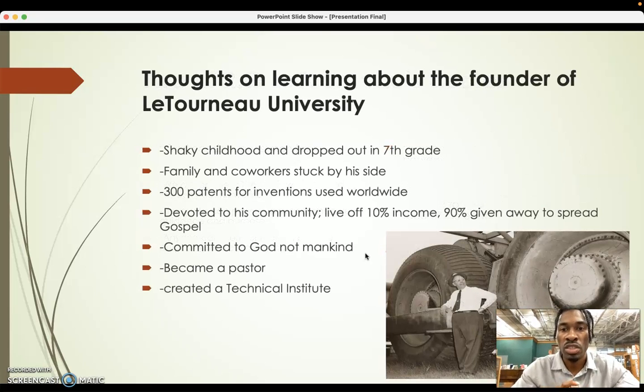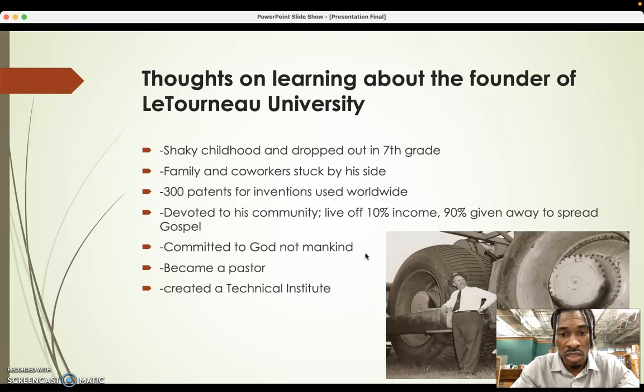All right, my thoughts on learning about LeTourneau. I knew nothing of him until I came to this university, and he is a great man. He had a shaky childhood, dropped out at 7th grade. His family and co-workers stuck by his side. He grew up in a Christian home with love and support. Moving on to his success, he had over 300 patents for his inventions used worldwide.